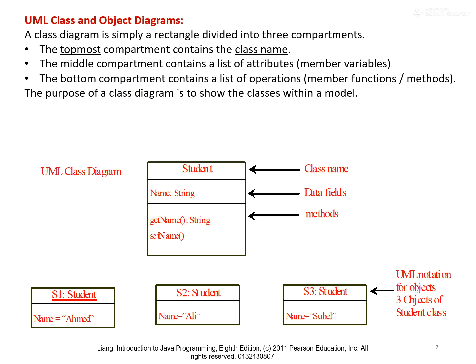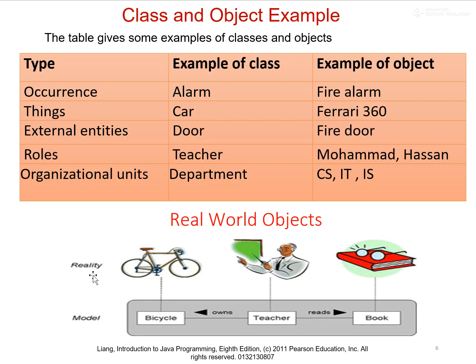Simplifying a little bit, you can map real-world objects such as a bicycle, a teacher, a book to classes or objects in a program, and then you can have methods included in those classes to interact with those objects, to have those objects interact.